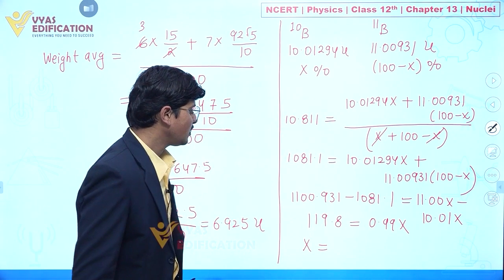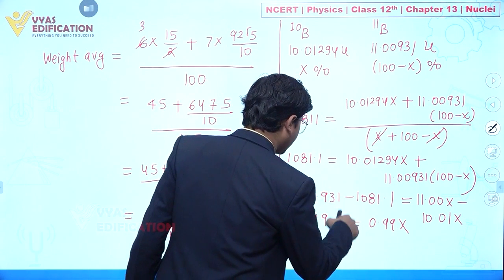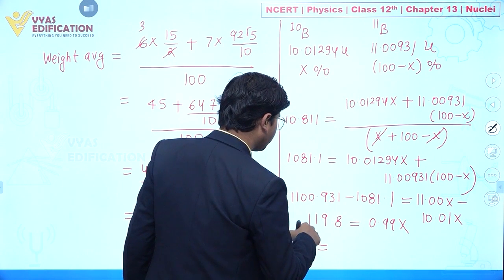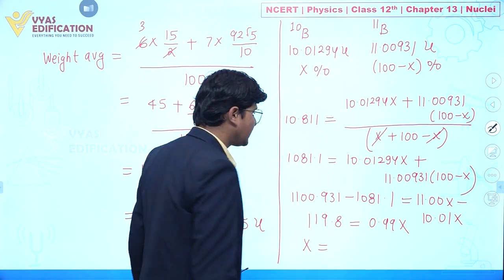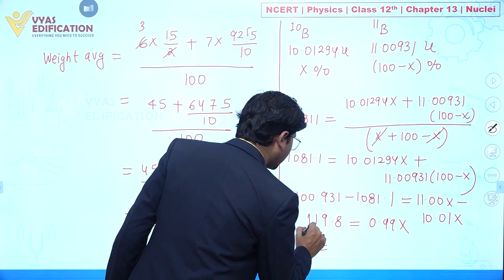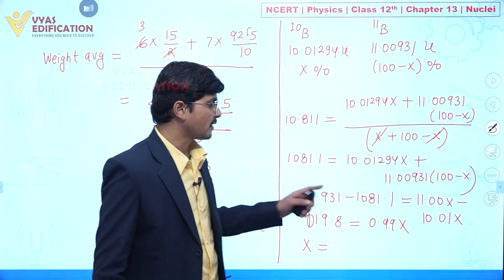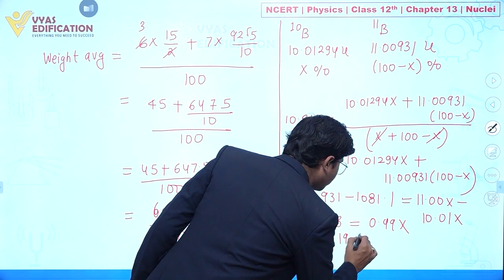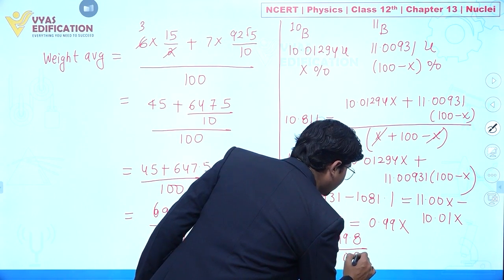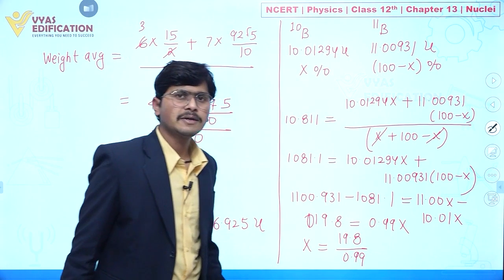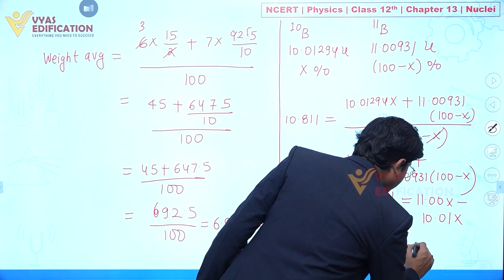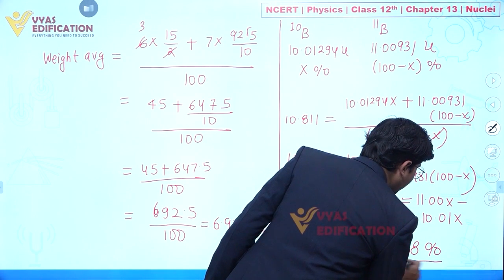Yes or no? Clear? Again I am saying, 8, we have 9, so again we have 9, that is 1, and at that time this becomes 0. So we are getting 19.8. Clear? 19.8. So now we can write like this, 19.8 divided by 0.99. So near about this is equal to 20, so the abundance is near about 19.8%.